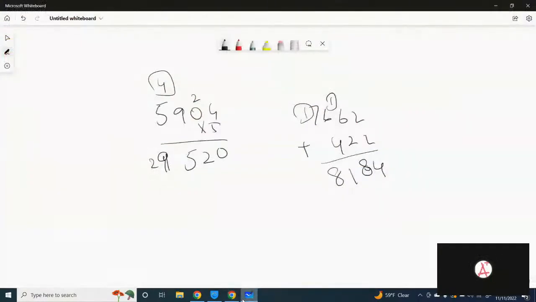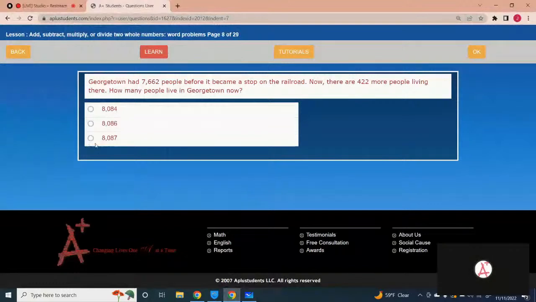7662 and 442. 6 plus 2 is 8. 6 plus 4 is 10. You don't have any carry here. It would be 8,084. Got it? Just select the correct option and then click on the OK button.